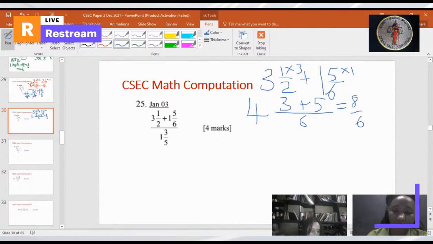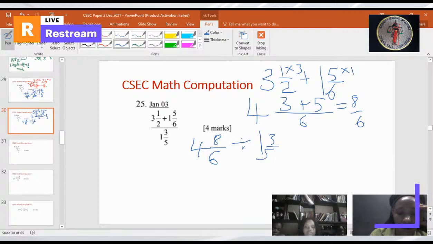All right, and so we're going to divide the 4 and 8 over 6 by this now, the 1 and 3/5, right? Yes, miss. Okay, so 4 and 8 over 6 divided by 1 and 3/5. All right, so what do we do now? Change the 4 and 8 over 6 to an improper fraction. Okay, which is what? Miss, 32 over 6.